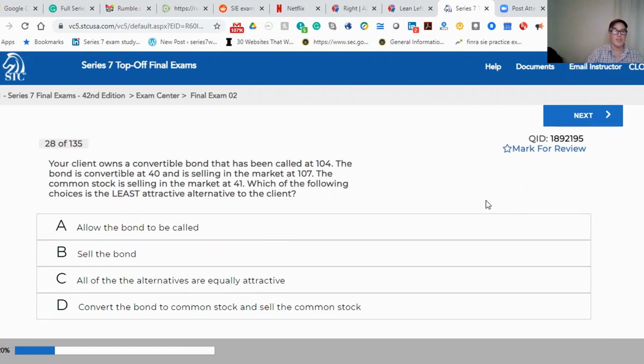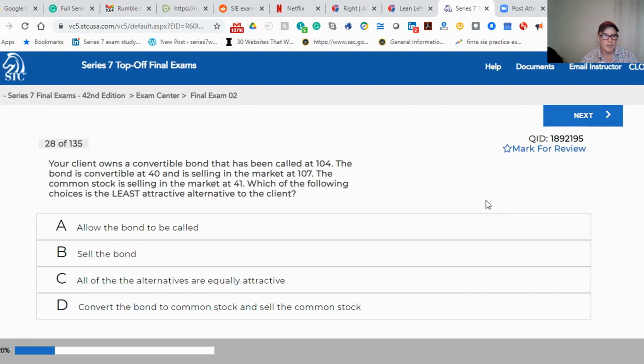Your client owns a convertible bond that's been called at 104. The bond is convertible at 40 and is selling in the market at 107. The common stock is trading in the market at 41. Which of the following choices is least attractive? So I've got to bring out my calculator. First thing I'm going to do is find my calculator. Then I'm going to do 1,000, because par is 1,000, divided by 40. That gives me 25. That's my ratio, how many shares I get every time I convert. Then I'm going to do 25 times 41. That gives me 1,025. So if I convert, I get 1,025. Remember, they're asking for the least, so they're not asking for the best.